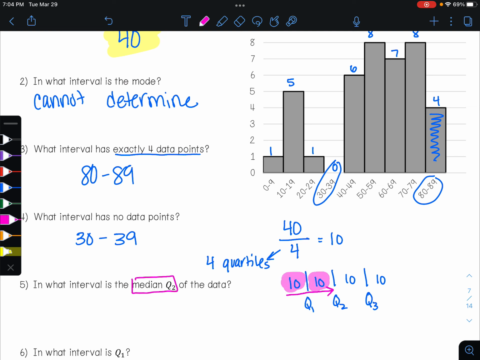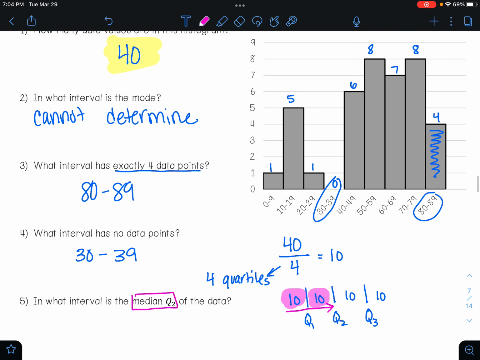So using my histogram up here I have 1. So this has 1 data value, the first data value. 1 plus 5 is 6. So that means that data values 2 through 6 are here. 6 plus 1 is 7. 7 plus 0 is 7. Remember, I'm trying to count to 20. 7 plus 6 is 13. 13 plus 8 is 21. So that means that the 20th data value is somewhere in this interval. So Q2, our median, is going to be here between 50 and 59.